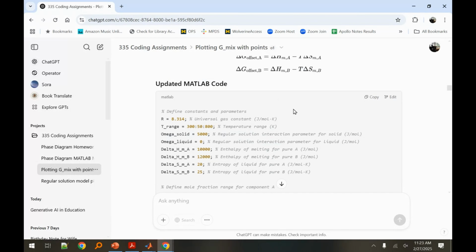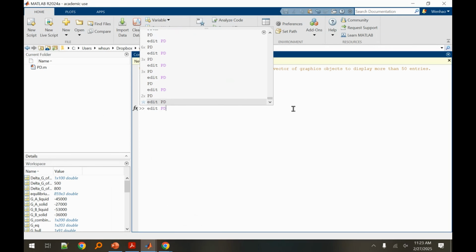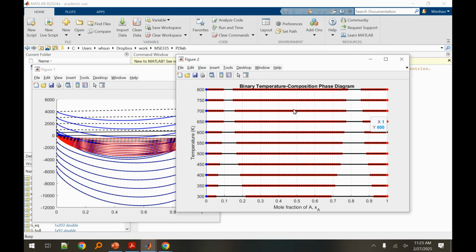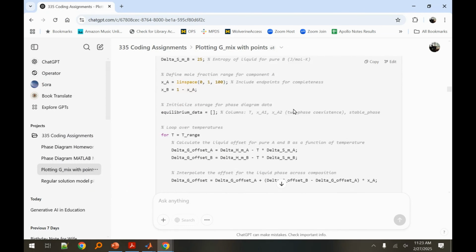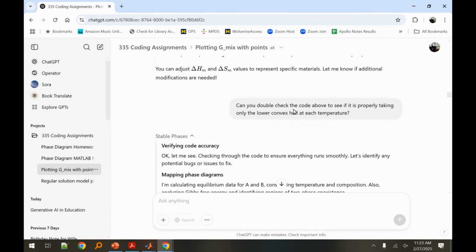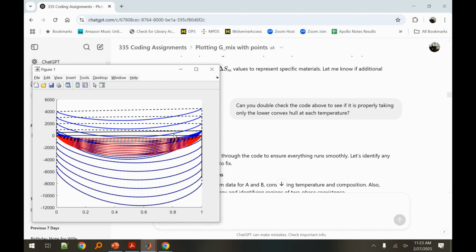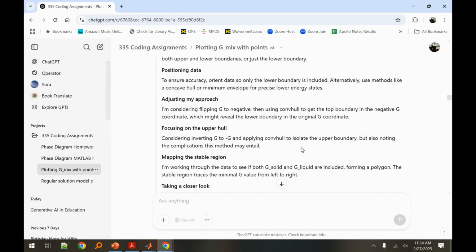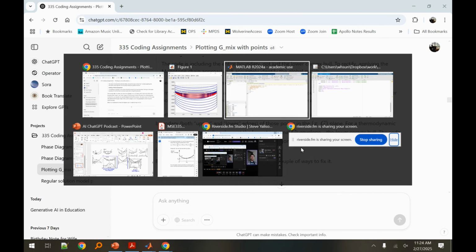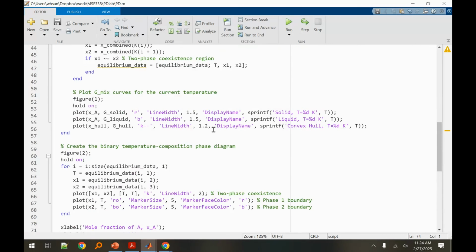Okay, so it's still doing it wrong, and then I went back and I said, what did I say last time? Can you double check the code to see if it's properly taking only the lower convex hull at each temperature? Ah, that's what it's doing. The convex hull bounds all the phases, but notice that the convex hull is also bounding the top side, and that's incorrect. This is debugging, but it's 74 lines of code. Instead of debugging the code, I'm debugging with ideas, right?